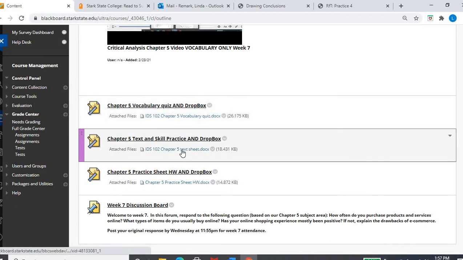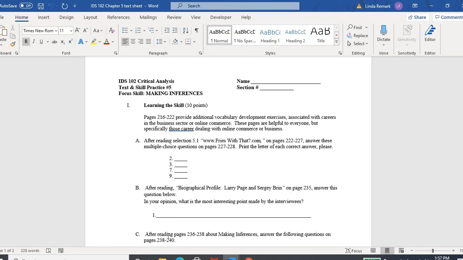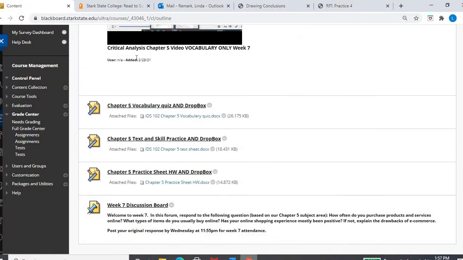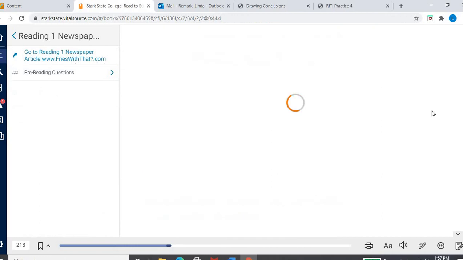So let's talk about your Chapter 5 text and skill practice sheet. We have that pulled up and ready to go. We're going to look through. It says Part A, www.frieswiththat.com. So I'm going to get back into my textbook. I'm going to go to reading number 1. I'm going to go straight to the reading.